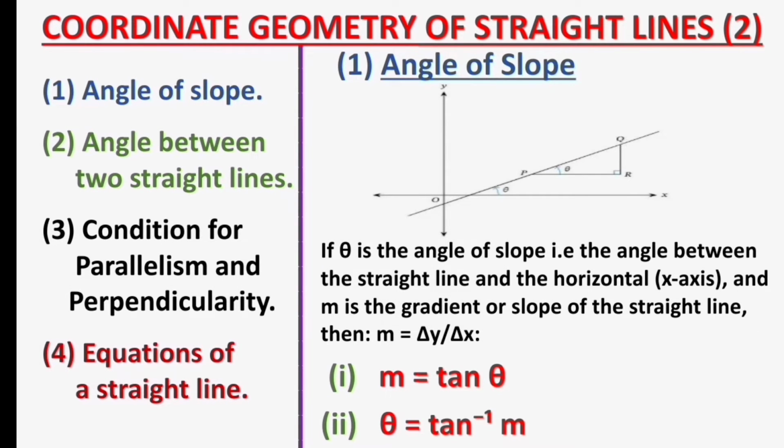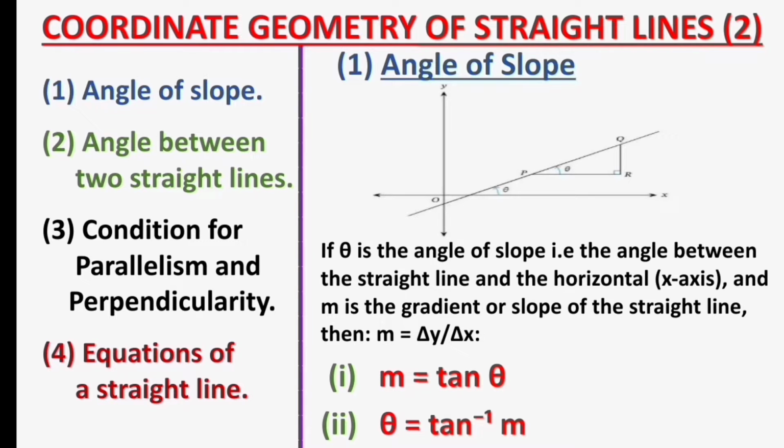Number 1, angle of slope. If theta is the angle of slope, that is the angle between the straight line and the horizontal, which is the x-axis, and m is the gradient or slope of the straight line, then the formula for the gradient is the change in y divided by the change in x.